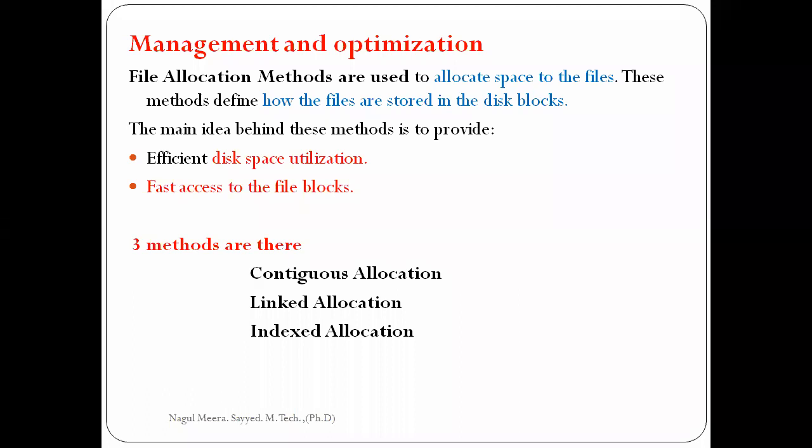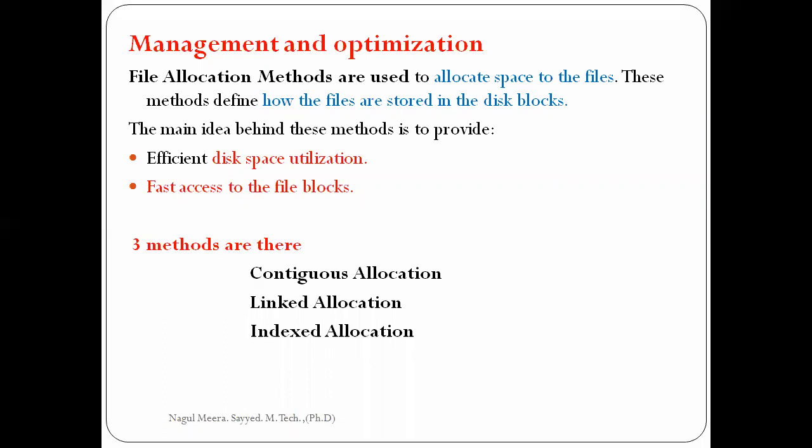File allocation methods. In management and optimization, our first topic is file allocation methods. Simply, what is the meaning of file allocation methods? File allocation methods are used to allocate the space for files. Okay. Here, file allocation methods are used to allocate some space for files.